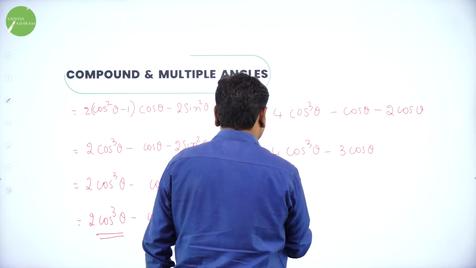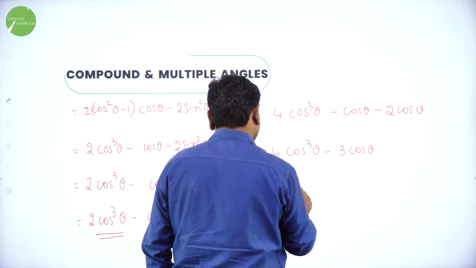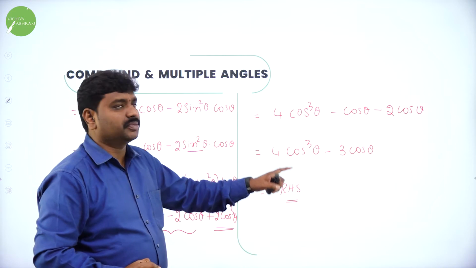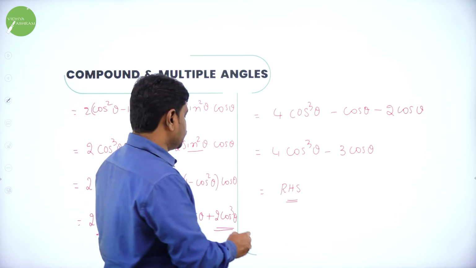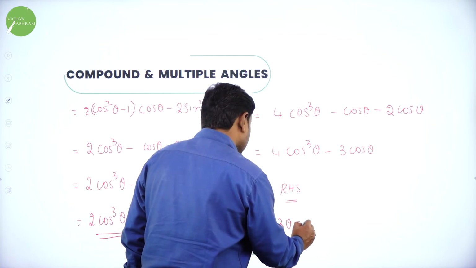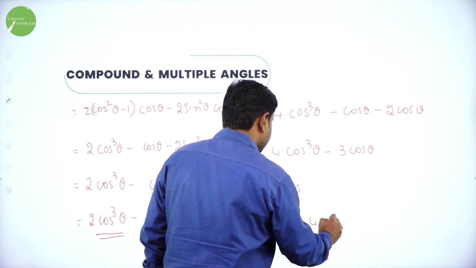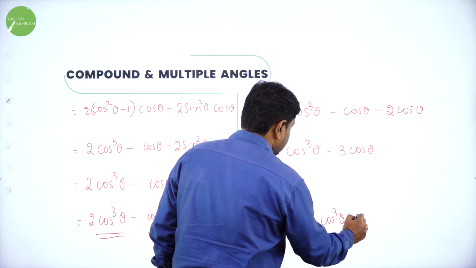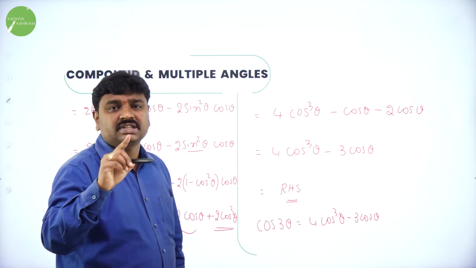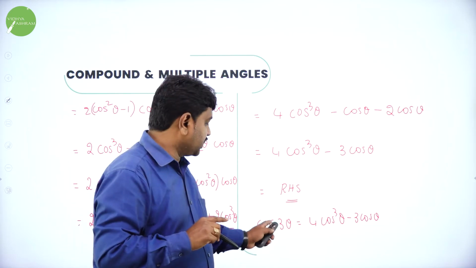So now this is your RHS: 4 cos cube theta minus 3 cos theta. Dear students, you should also become thorough with the cos 3 theta formula. What is cos 3 theta? Cos 3 theta is 4 times cos cube theta minus 3 cos theta. So now the first multiple angle is sin 3 theta. Second multiple angle is cos 3 theta.